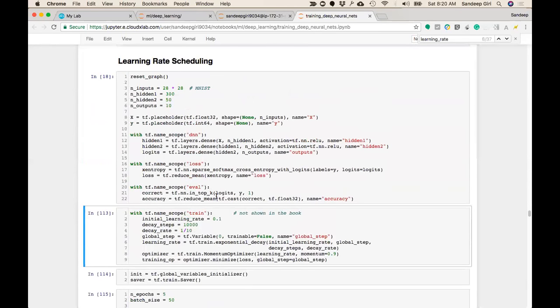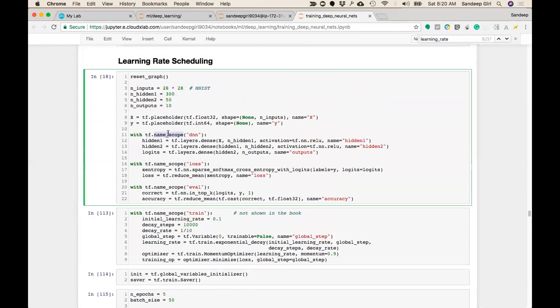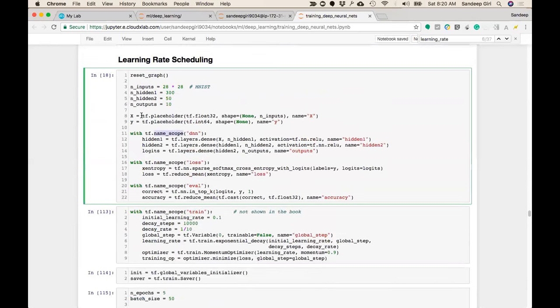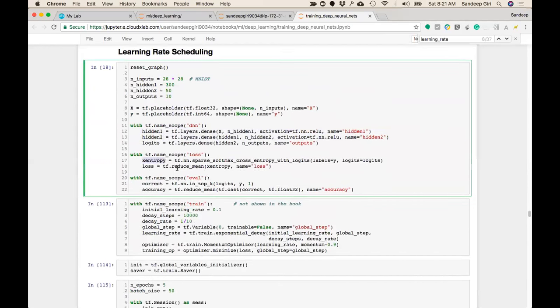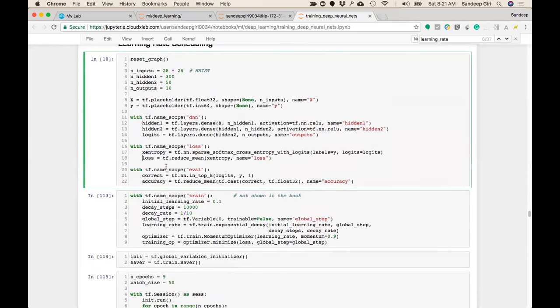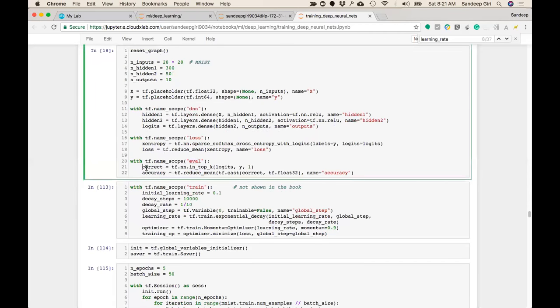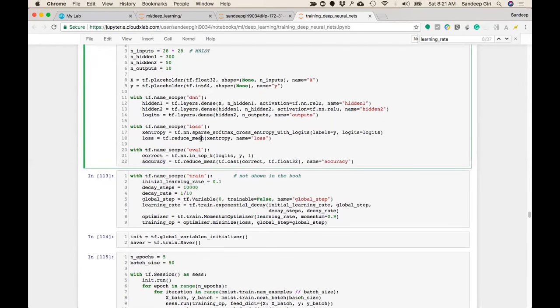And in the learning schedules, this one was here. We defined X, we defined Y, then we defined hidden layer 1 and 2, and logits. So these are three layers we defined. Then we defined the loss function after defining the cross entropy. And then we computed and defined the accuracy.